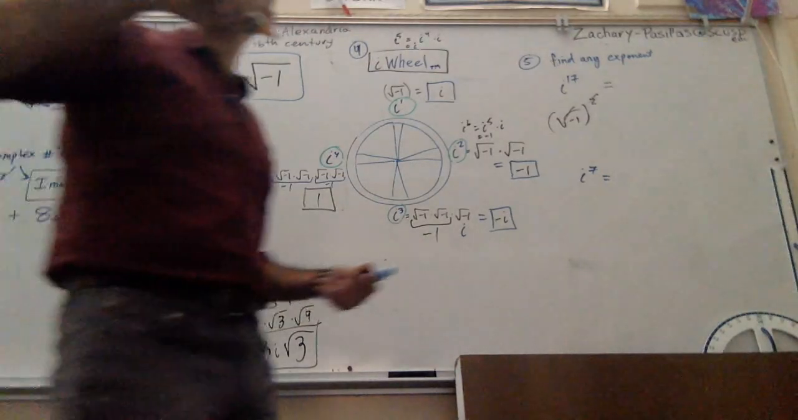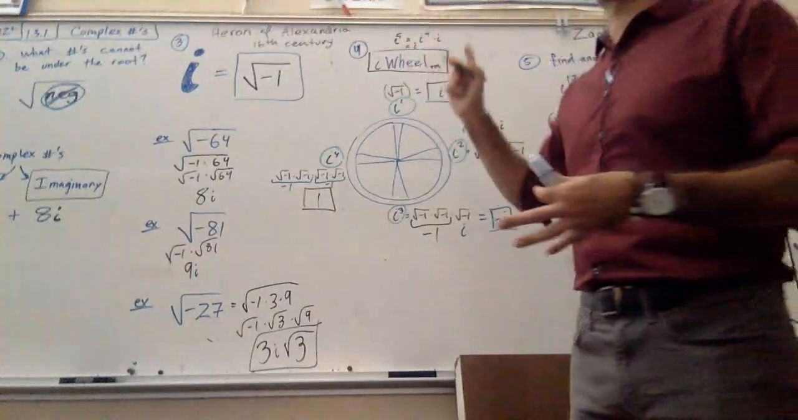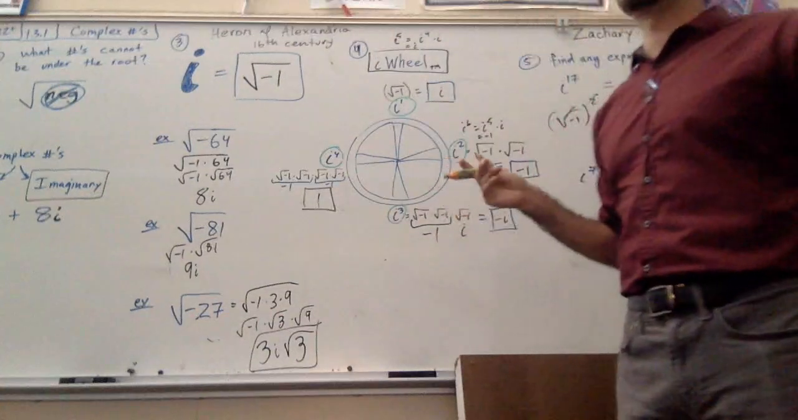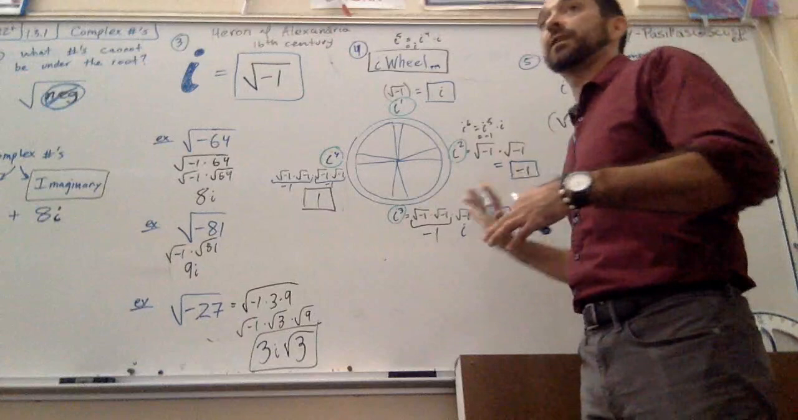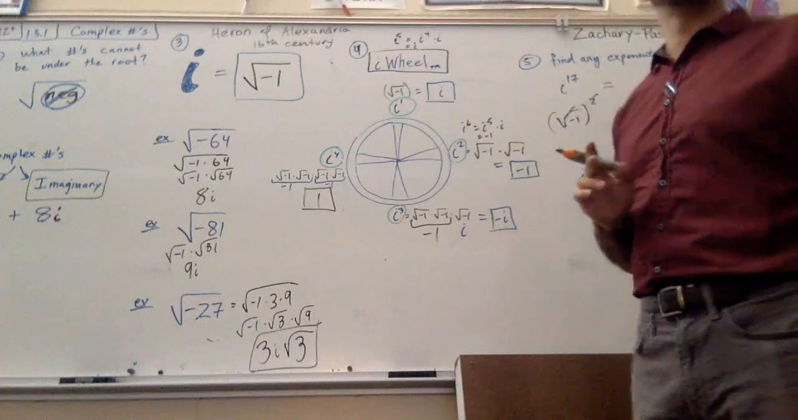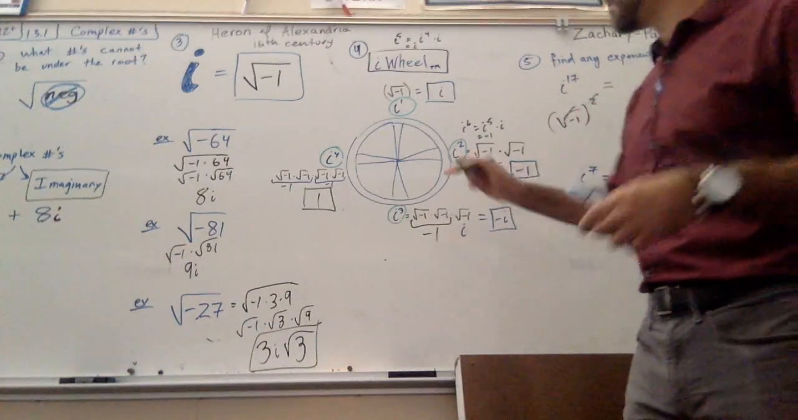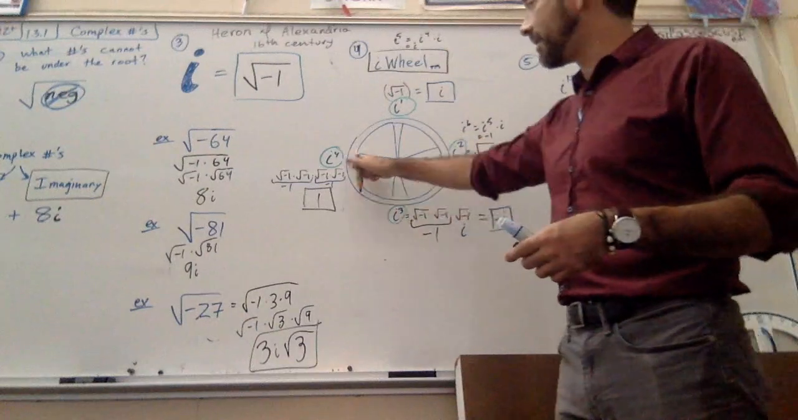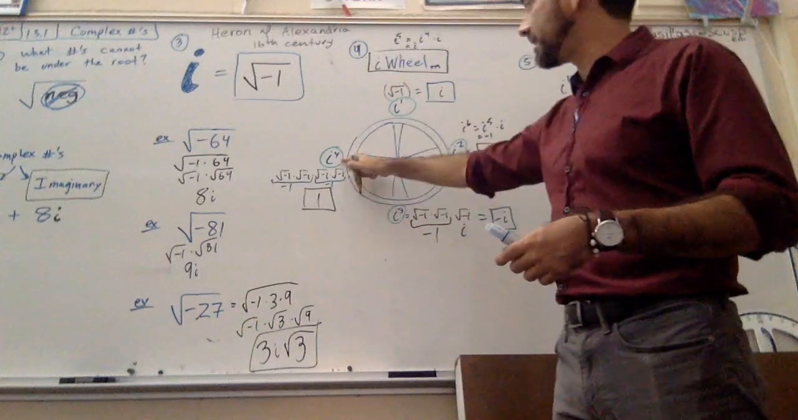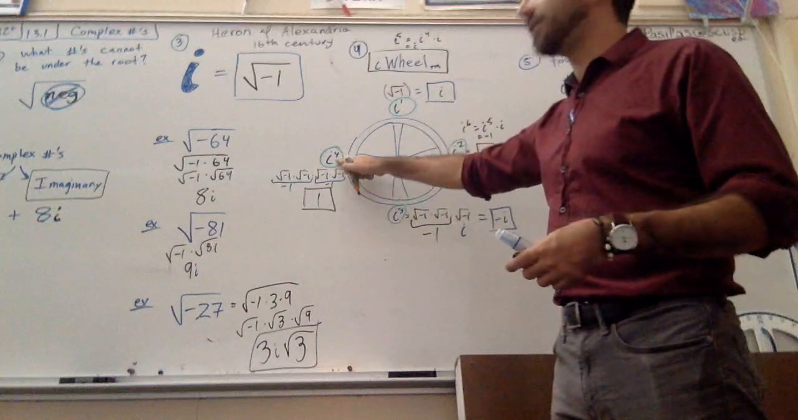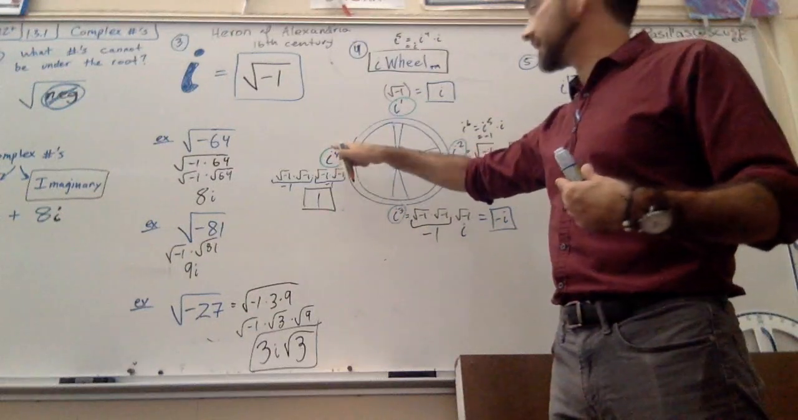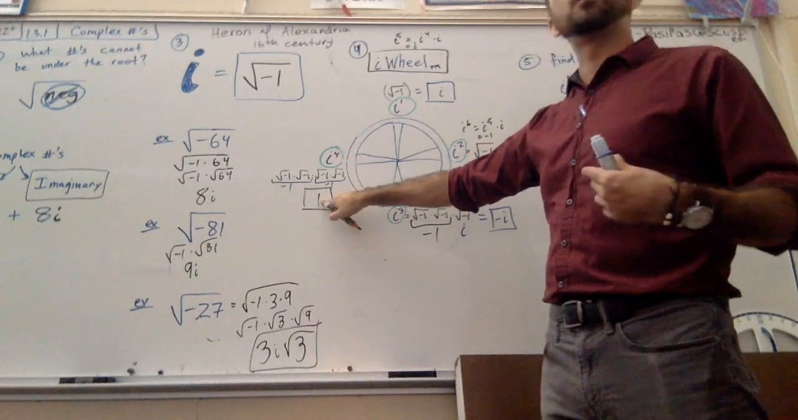So here's the deal. How could I find, using the wheel, i to the 12th power? What would I have to do? If I just had the wheel, I didn't teach you the next trick. Luciano? Just keep counting. Yeah, either first, second, third, fourth, fifth, sixth, seventh, eighth, ninth, tenth, eleventh, twelfth. I know that i to the 12th power is the same as i to the 4th power. It's equal to 1.